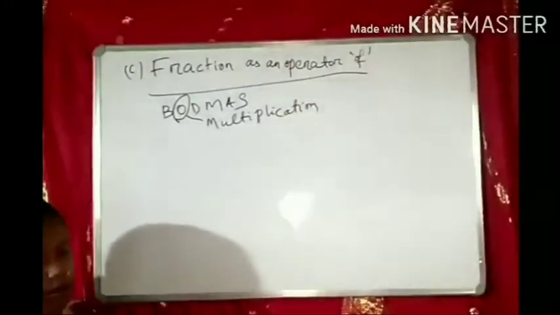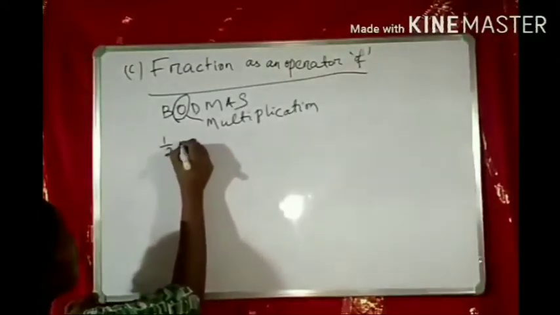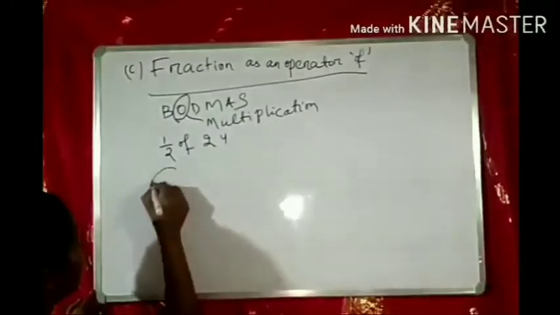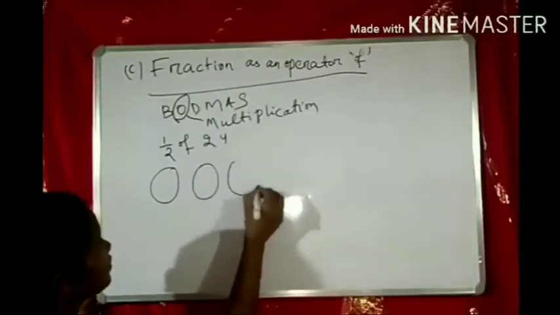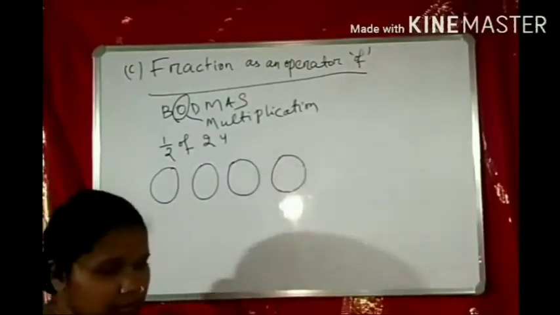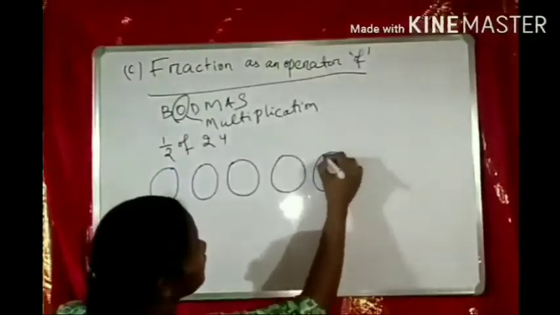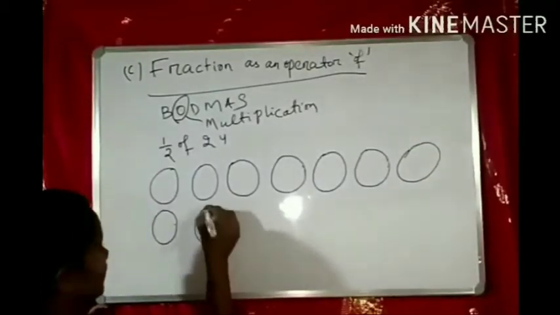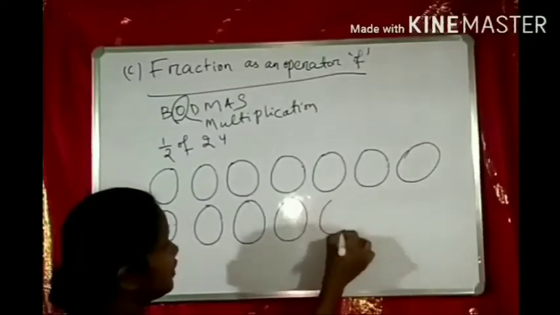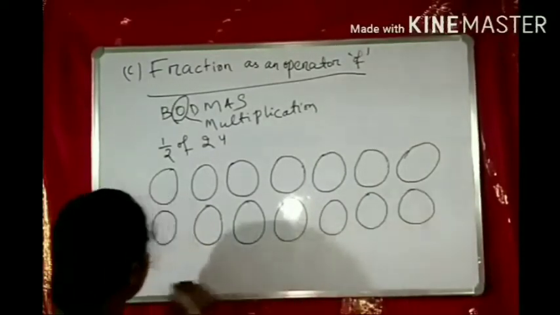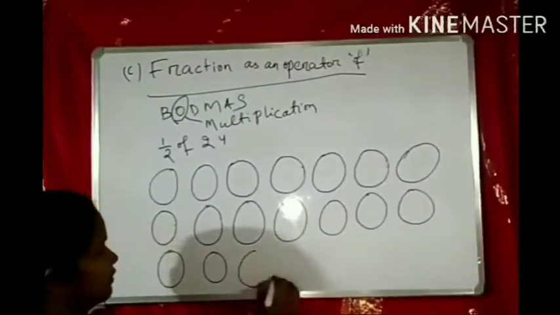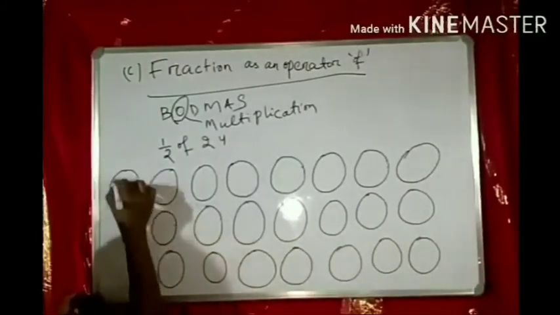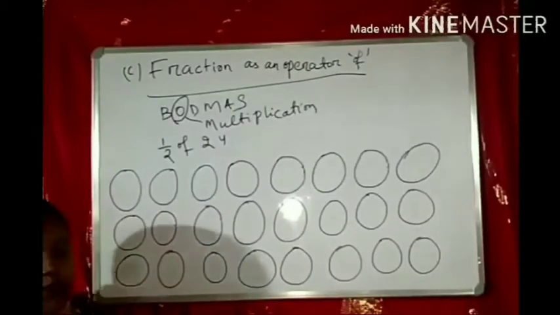So let's see 1 by 2 of 24. Let's take 24 circles. 1, 2, 3, 4, 5, 6, 7, 8, up to 24. So I have taken 24 circles.